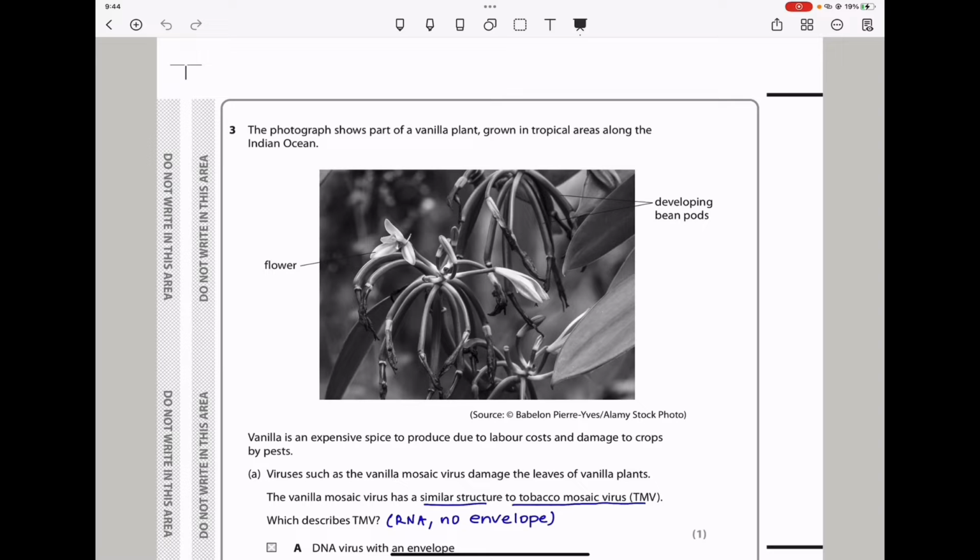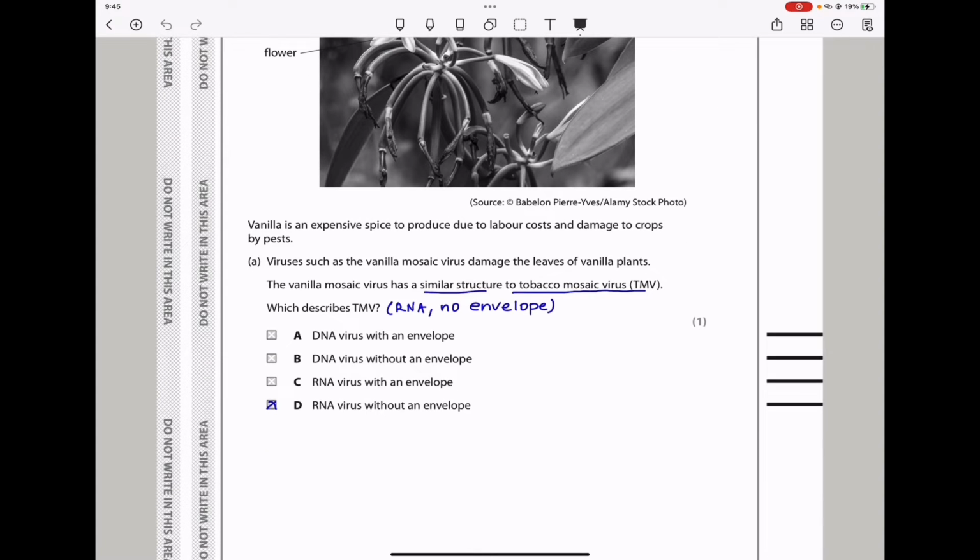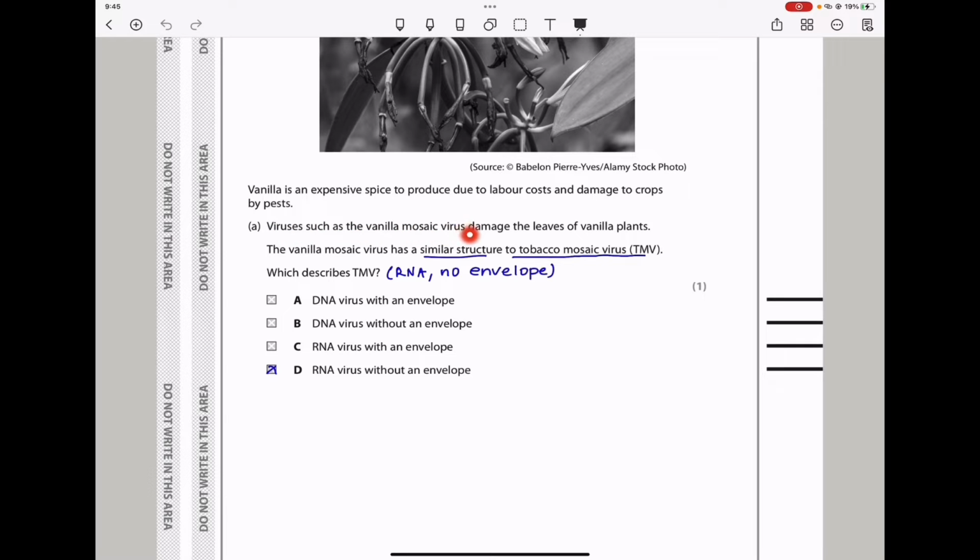Question 3. The photograph shows part of a vanilla plant grown in tropical areas along the Indian Ocean. So we see the flower as well as the developing bean pod. They say vanilla is an expensive spice to produce due to labor costs and damage to crops by pests. Viruses such as vanilla mosaic virus damage the leaves of vanilla plants. The vanilla mosaic virus has a similar structure to tobacco mosaic virus, which is TMV. Which describes TMV? TMV is an RNA virus and it has no envelope, so here D is going to be our answer.